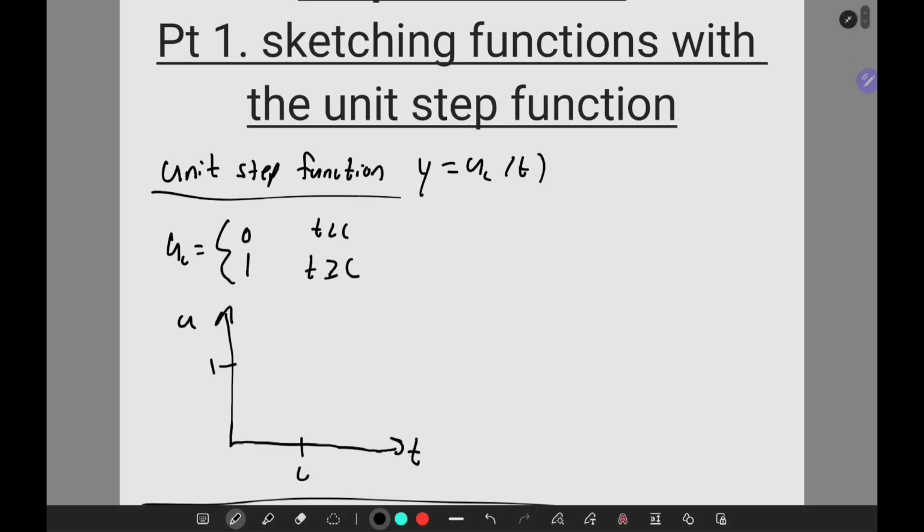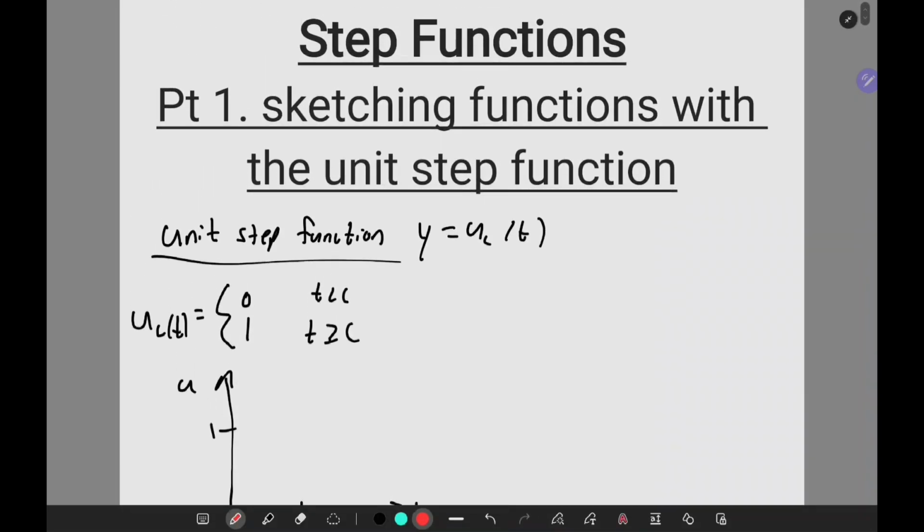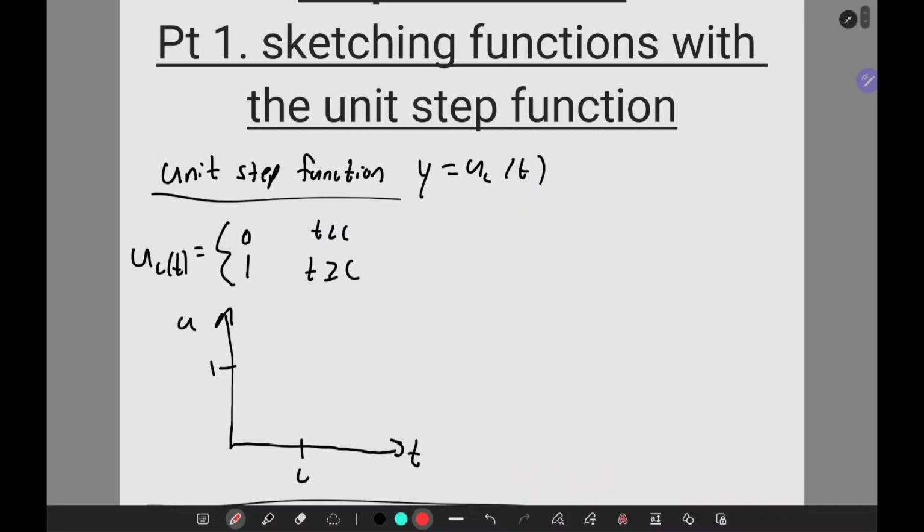So the unit step function is u_c(t). It's written as 0 when t is less than c, and 1 when t is greater than or equal to c. This means you can basically think of step functions as on and off functions, or a switch, if you would. We can assign 0 to be off, 1 to be on. Say this is data from an electric circuit. 0 means the switch is off in the circuit, 1 means the switch is on in the circuit.